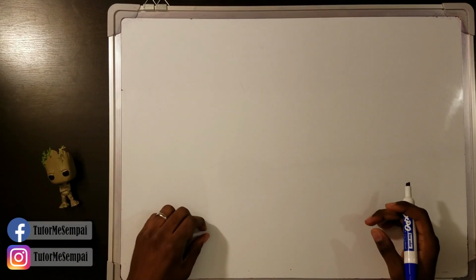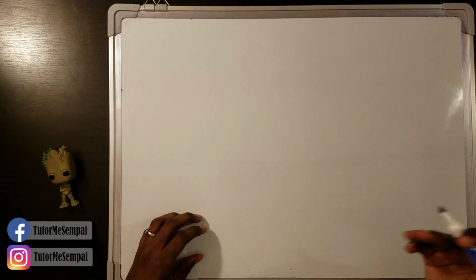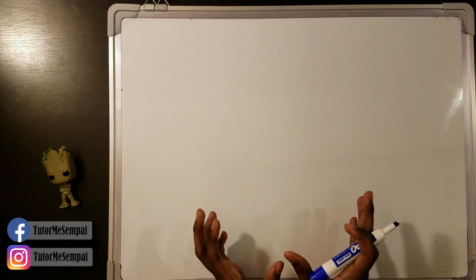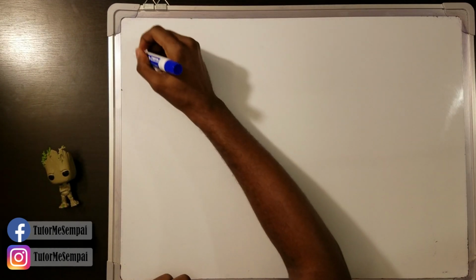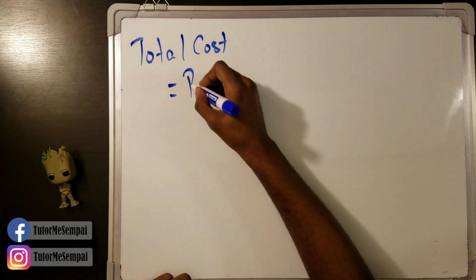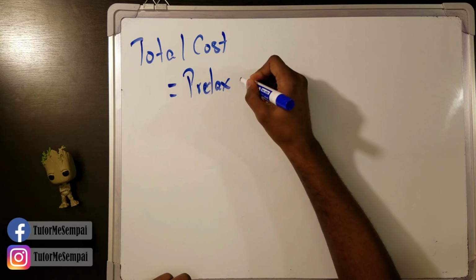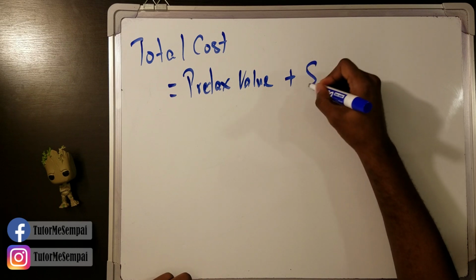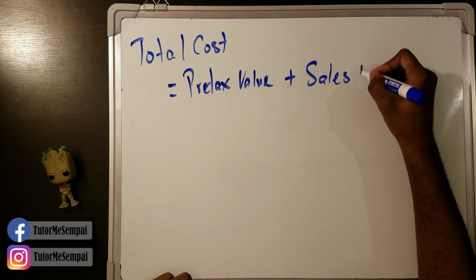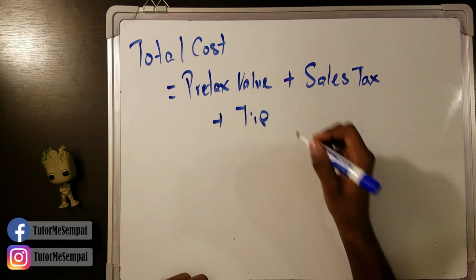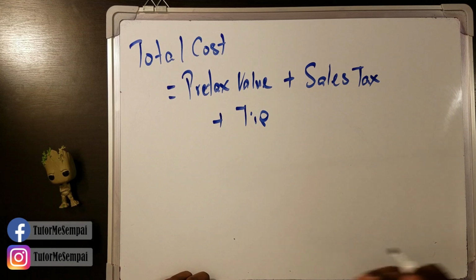So how do we go about finding this tip or gratuity amount when trying to figure out our total cost? Well, remember we just said all 3 buckets together is what you're going to pay, your total amount out of pocket. So your total cost is going to be your pre-tax value, or pre-tax amount, plus your sales tax, which will vary depending on what state you're in, plus any tips or gratuity that you want to pay before you leave your meal.